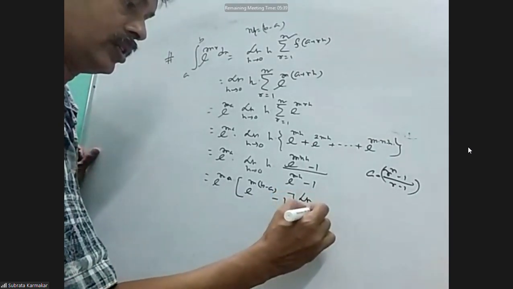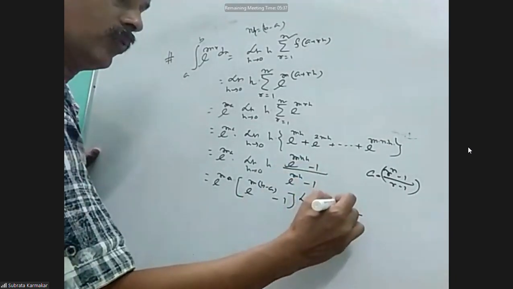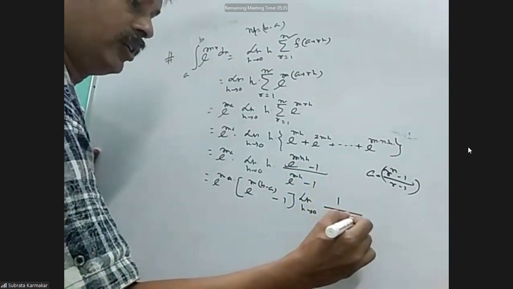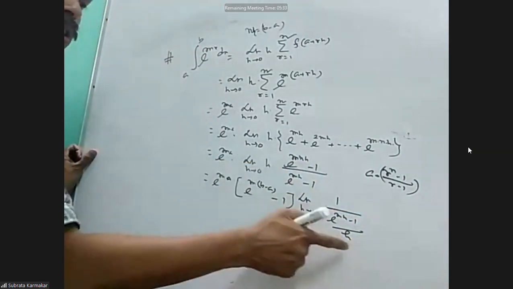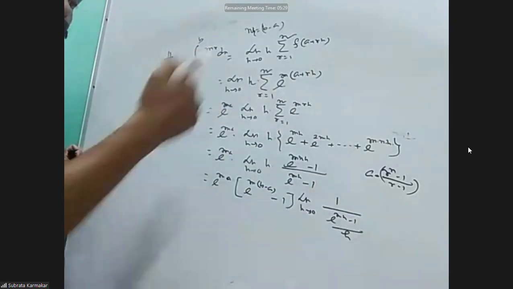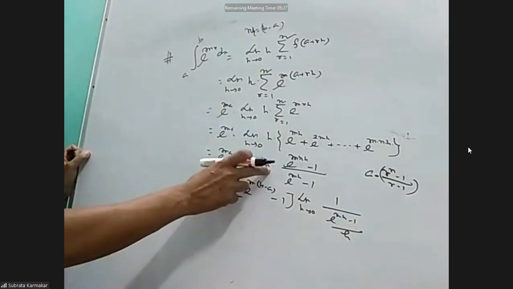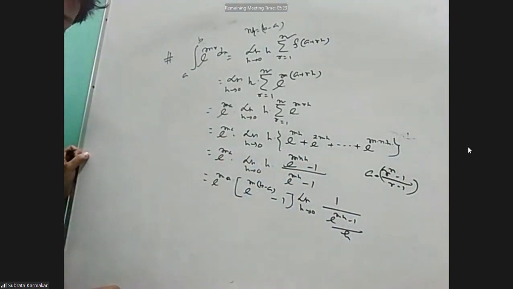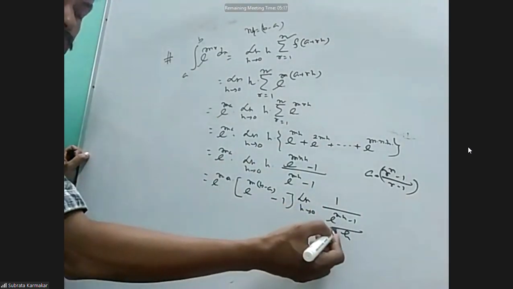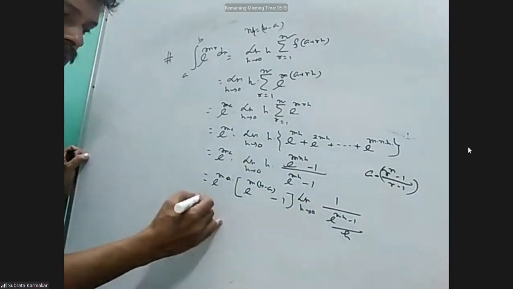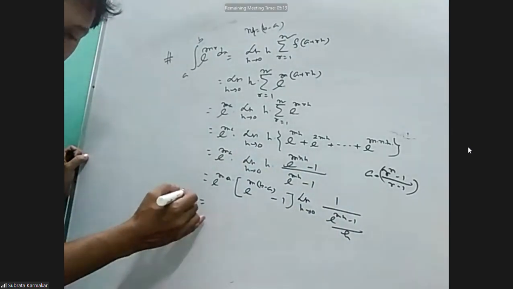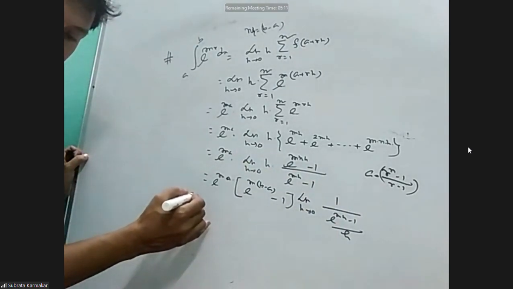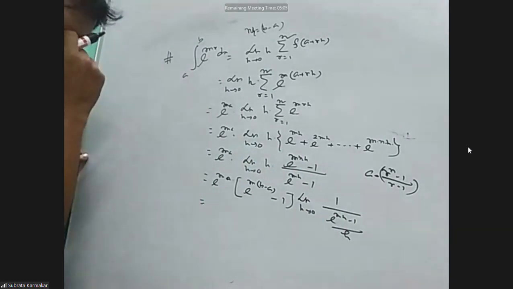Limit h tends to 0, 1 by (e^(mh) minus 1) by h. Here we divide the numerator and denominator by h, that way also you can do. So h by h is 1, and here (e^(mh) minus 1) by h. We know that this equals 1. So what part will remain? e^(ma). Is it clear? Shall I show the steps?